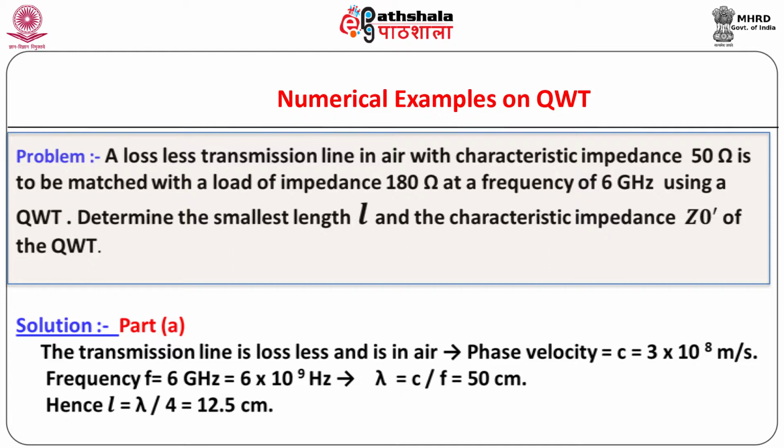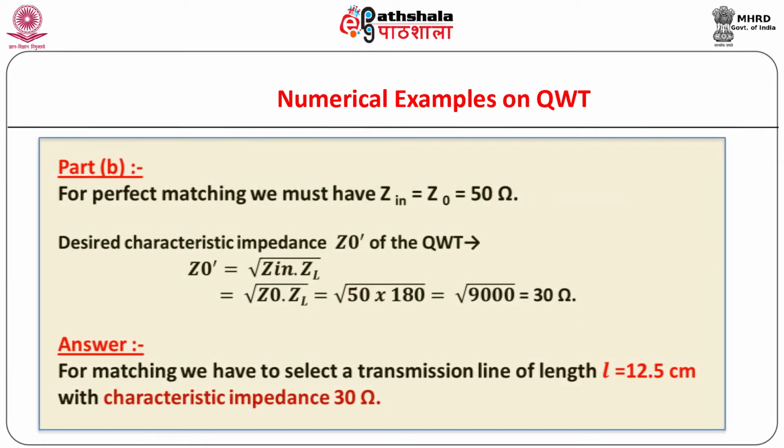Here, since the transmission line is in air and lossless, we have phase velocity equal to 3 x 10^8 meter per second with frequency f = 6 gigahertz, that is 6 x 10^9 hertz. We obtain lambda as 50 centimeter. Hence, lambda/4, which is the length of QWT, will be 12.5 centimeter. For perfect matching, we must have Zin = Z0 = 50 ohm. Hence, the desired characteristic impedance Z0' of the QWT can be obtained as Z0' = 30 ohm. Thus, for matching, we have to select a transmission line of length 12.5 centimeter with characteristic impedance 30 ohm.